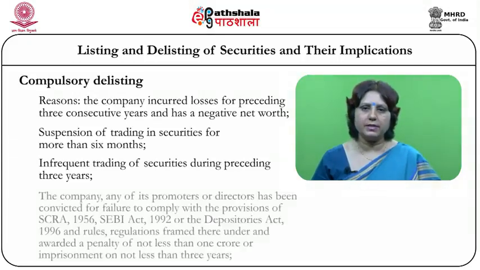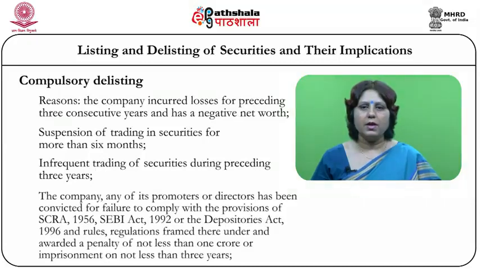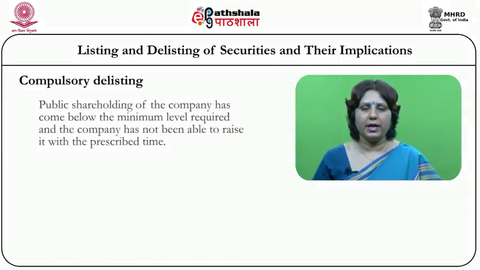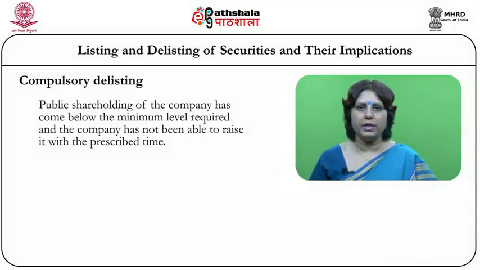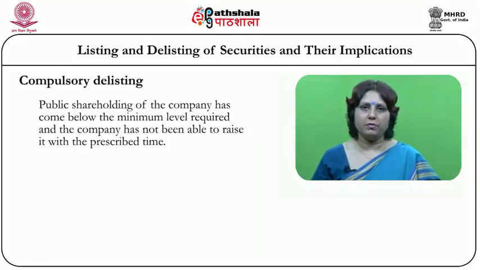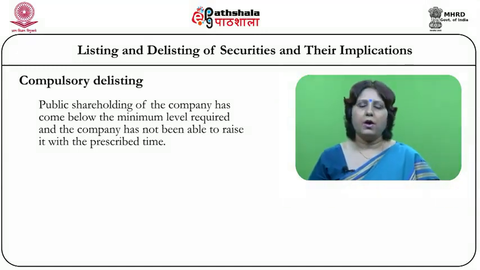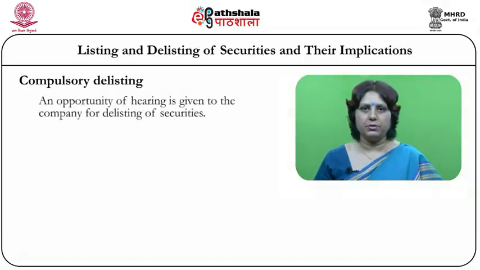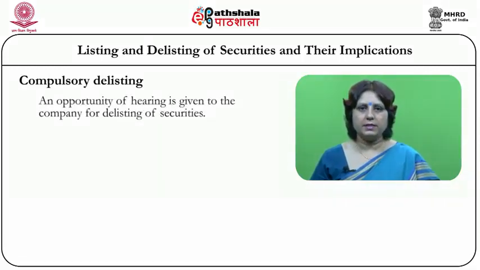Fifth ground is that the addresses of the company or any of its promoters or directors are not known, or false addresses are given, or the company has changed its registered office without informing the stock exchange, and the company's public shareholding has gone below the minimum level which is required, and the company has not been able to raise it within the prescribed time limit. So these are the grounds on the basis of which compulsory delisting can be ordered by any stock exchange.